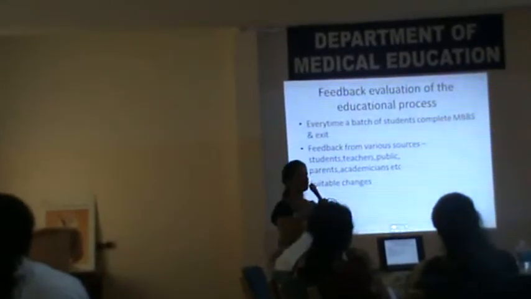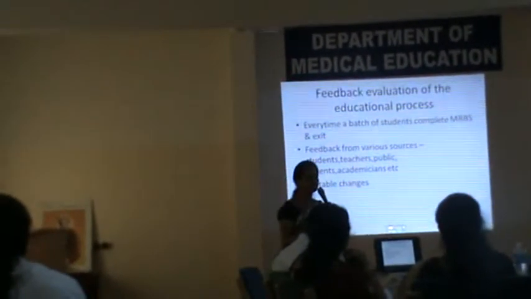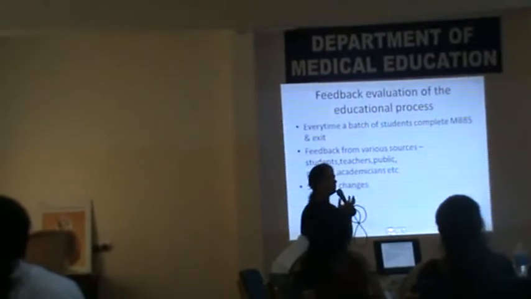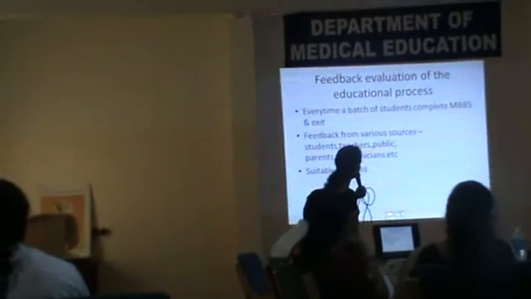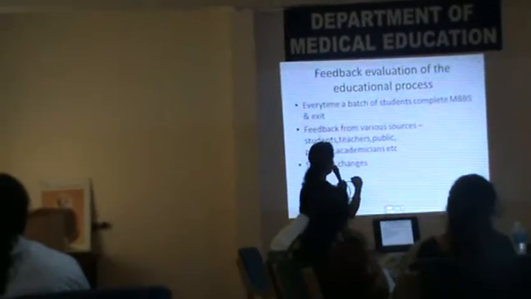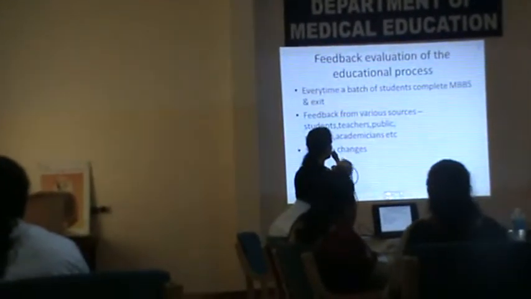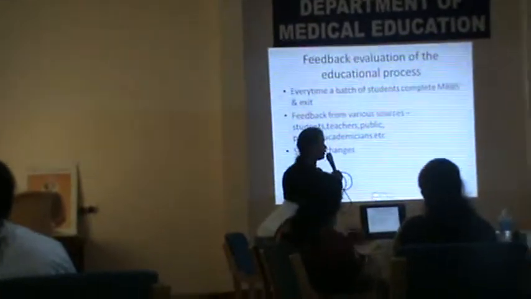So the feedback evaluation process, I told you how it goes. I think at our college, we have 2 batches of students who have graduated. We need to start this. So students, teachers, public, parents, and academicians give feedback, and then we make suitable changes wherever necessary.